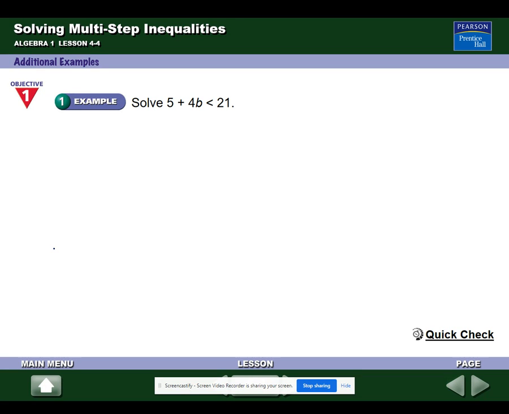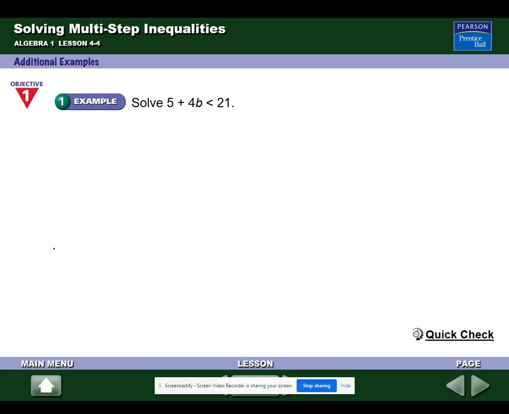Algebra 1, Section 4.4, solving multi-step inequalities. Okay, so basically what we're going to do now is take all of our skills from Chapter 3, equation solving, and combine them with what we now know about inequalities, solving inequalities, and put that to use.